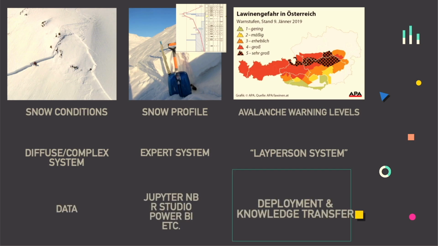And if we transfer that to data science, we could say that diffuse complex system is our source data. We have an expert system that's, for example, Jupyter Notebooks, Apache Studio, whatever environment your data scientist works in. And then we have this task of either deploying your data, and also knowledge transfer. So I consider this twofold.